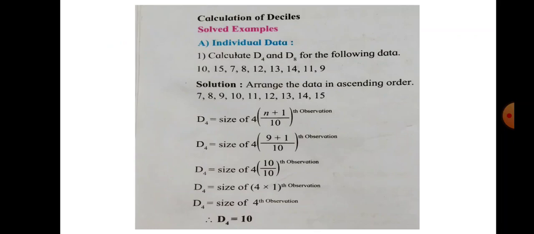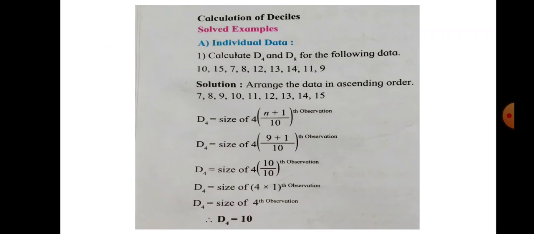Let us see first one, calculation of deciles from individual data. Here an example is given. You have to calculate D4 and D8 for the following data. An individual series is given here, and the numbers are 10, 15, 7, 8, 12, 13, 14, 11, 9.